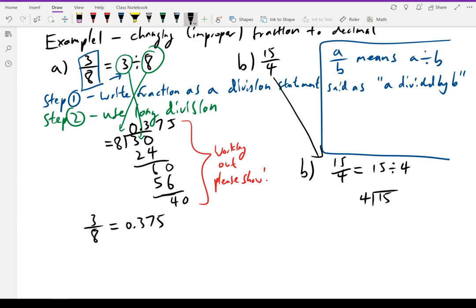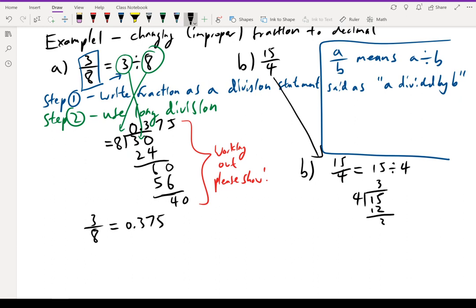4 goes outside. Yeah, 15 divided by 4. Remember, the second number goes outside, and then the first number goes inside the division. So 4 goes into 15 how many times? 3 times, to be 12. And then take the subtraction. 15 minus 12 is 3.